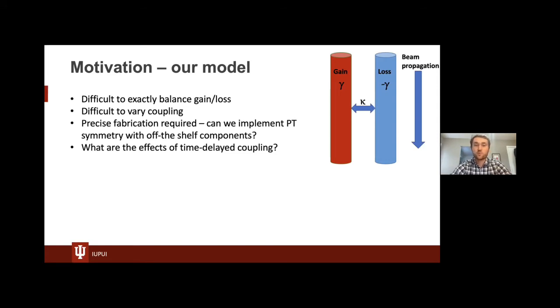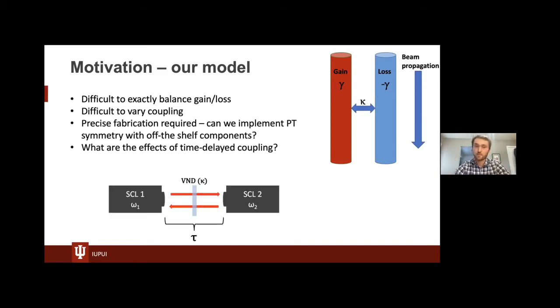We also wanted to examine the effects of time-delayed coupling. So in the waveguide model, the coupling is instantaneous. It's transverse. What if you can't ignore that time delay for light to go between both oscillators? So that's what I'll discuss with our system here, these two coupled semiconductor lasers.